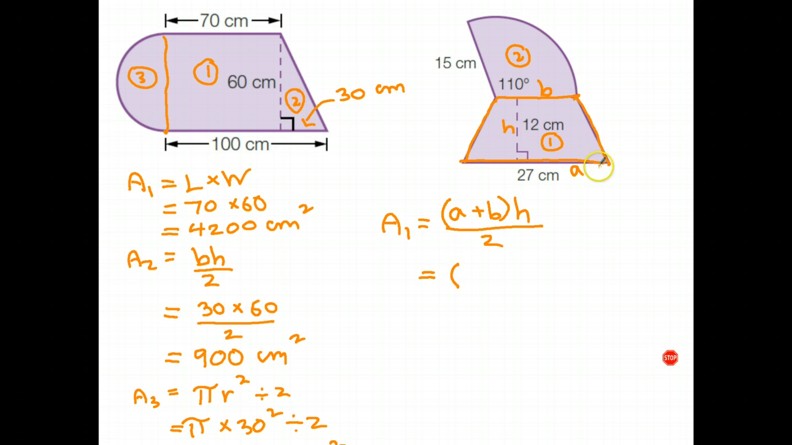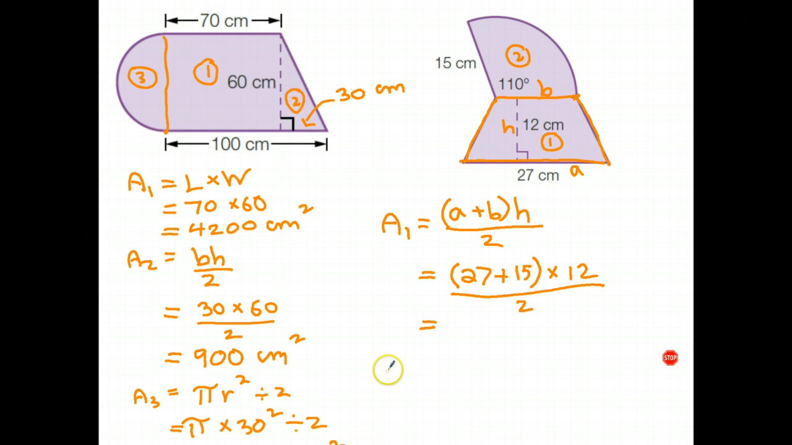So brackets, well, A is 27. B is that length, which isn't given to us, but you have to realize or use the fact that this is part of a circle. So that's the radius, and that's the radius, therefore B is 15. So once again, we had to get the information for this shape from another part of the diagram, and that's quite common. And then multiplied by the height, and that's given to you as 12, all divided by 2.